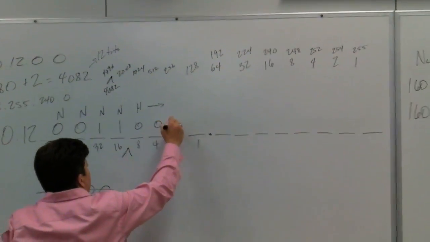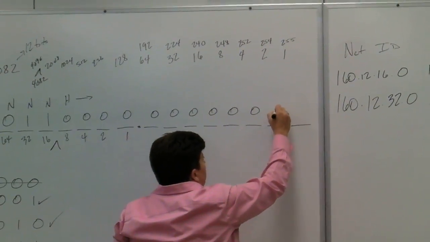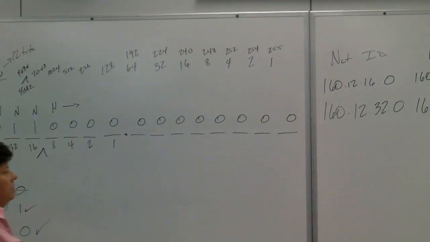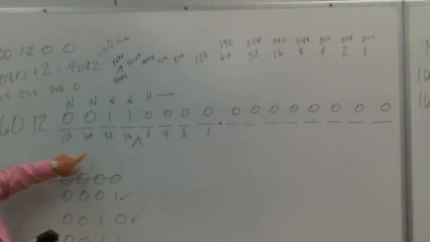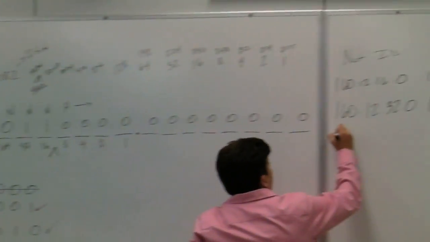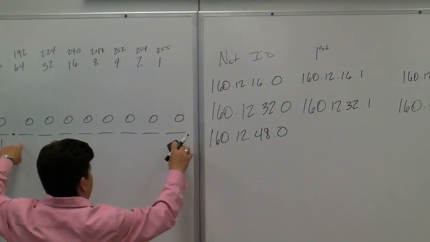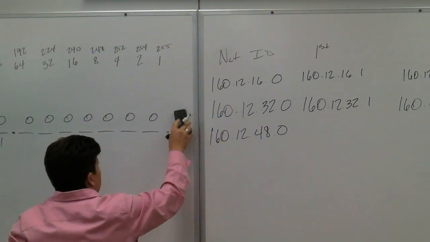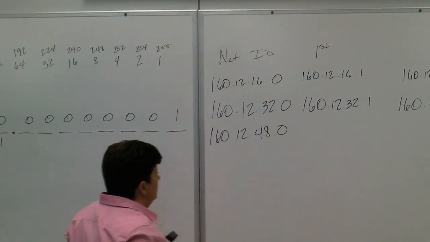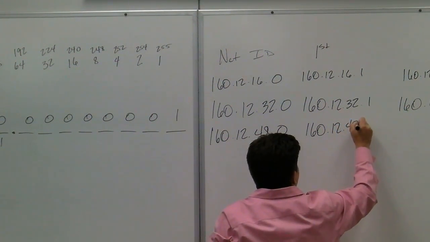If all of this is 0, what do you have? Add up. 32 plus 16 is 48. So I have 160.12.48.0, because this octet is all zeros. Increase it by 1. I get 160.12.48.1.